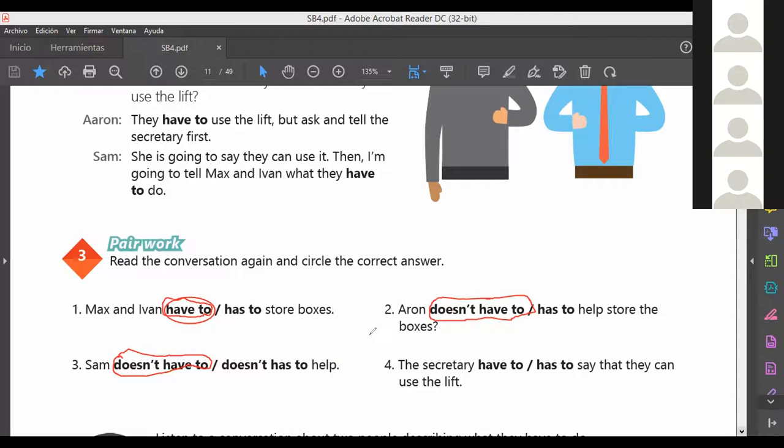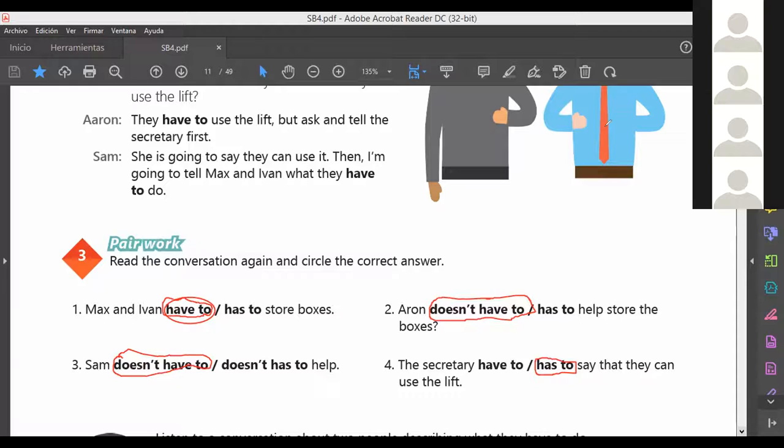Has to. The secretary has to say. Exactly, because it's she, ¿verdad? En este caso, or can be he. Okay. Puede ser la secretaria o el secretario. We don't know. Okay. Bien.